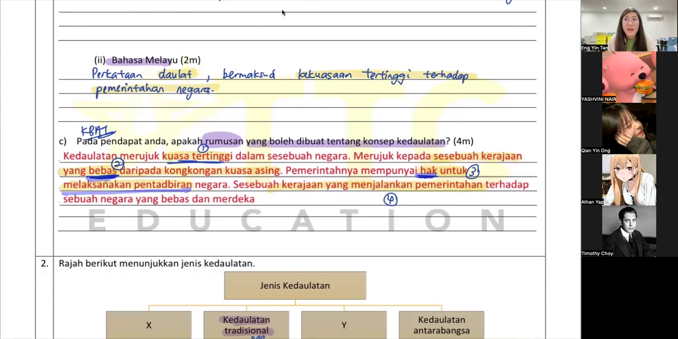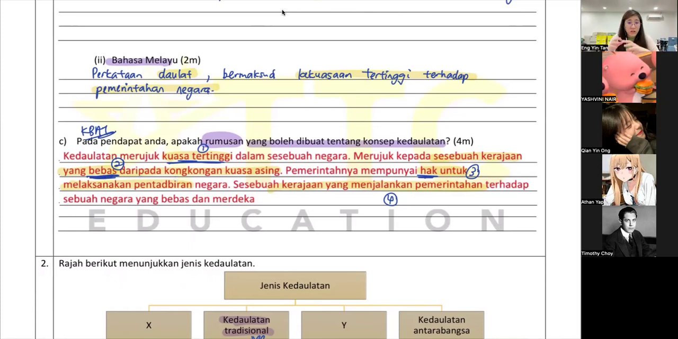Freedom, I got one student say, kebebasan bagi sesebuah negara. Can. The moment you say bebas. But in this case, I write a very easy one. I say bebas daripada kongkongan kuasa asing. Kongkongan means control. Jajahan. Control.